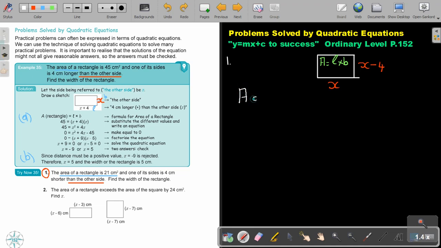Now I just fill in everything. So start: area equals length times breadth. They give you the area, and that is 21. Just substitute. They give you the length, that's x. They give you the breadth, x minus 4. So this is 21, and this is going to be x squared minus 4x. Take everything to one side.